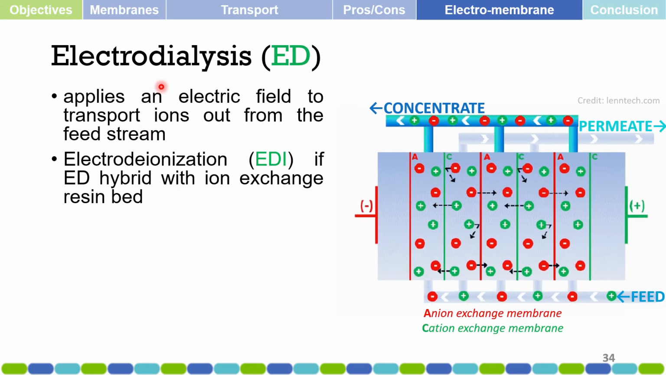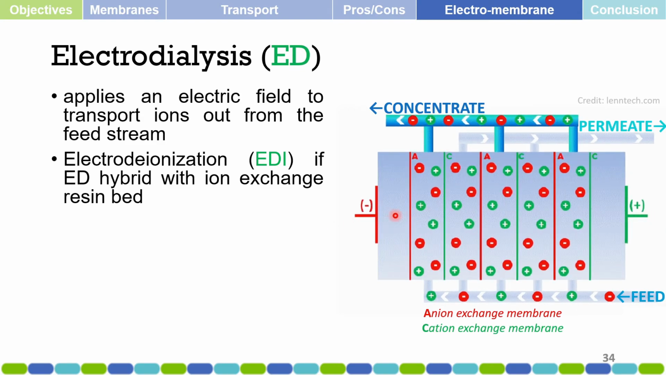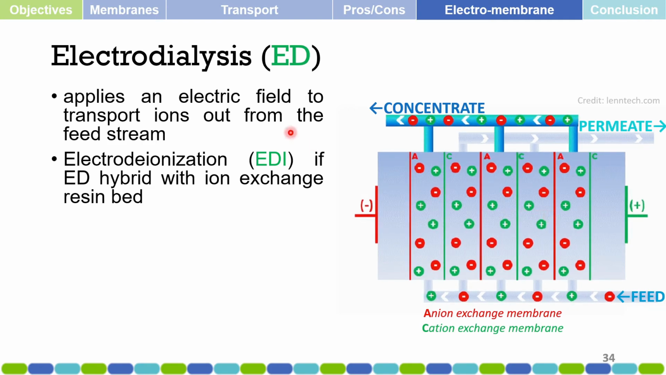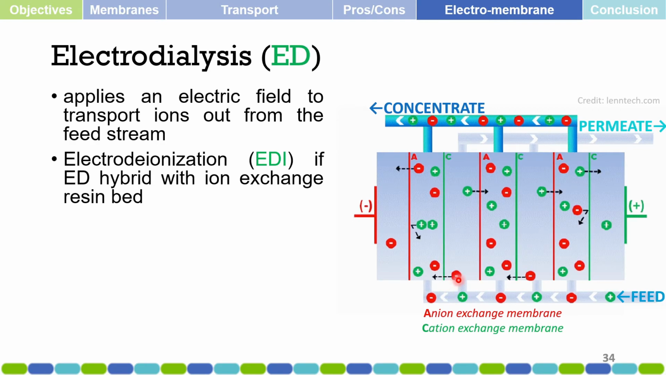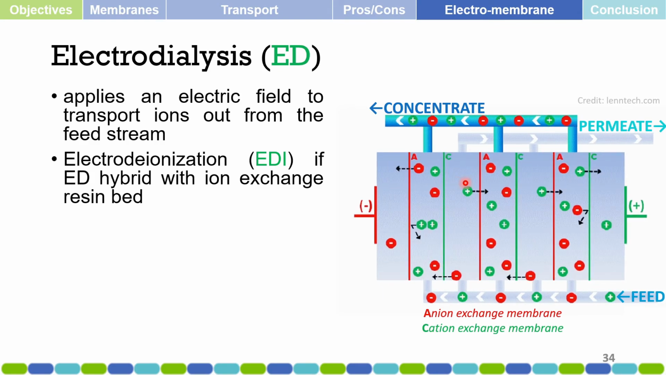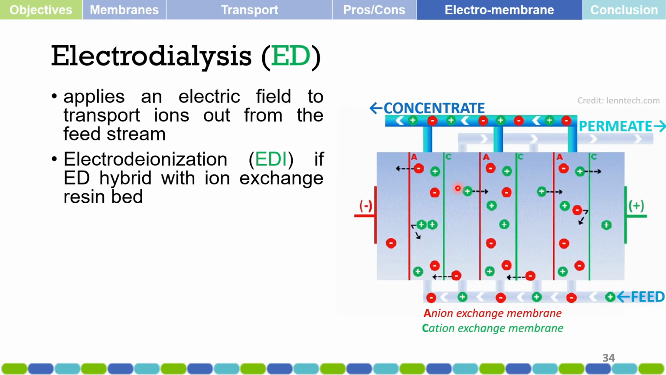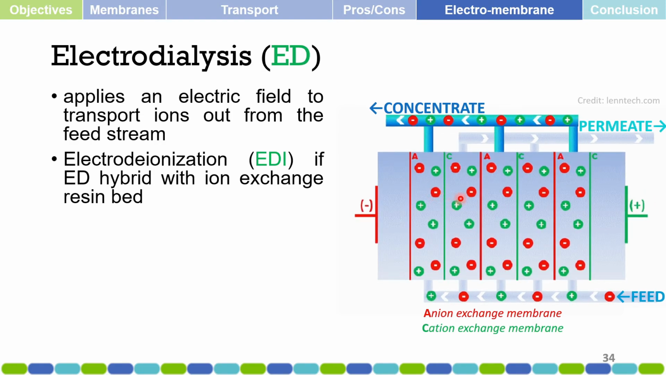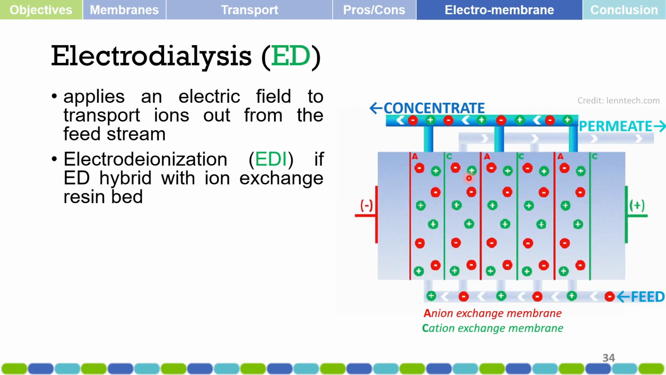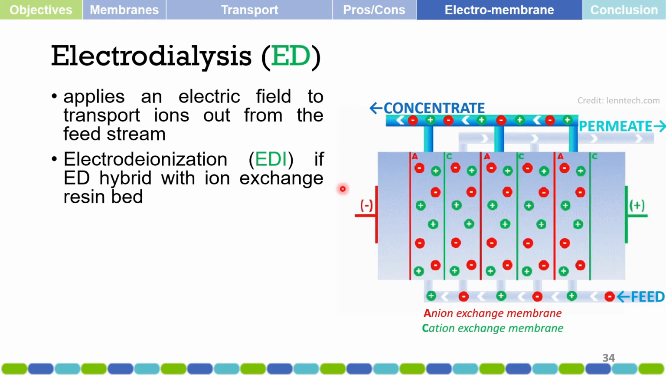When we go to electrodialysis, in the electrodialysis membrane process, you apply an electric field on the separate ends of the membranes, and these electric fields cause the transport of ions from the feed stream. So if you have a feed stream here, the positive ions go through towards the cathode, while the negative ions go towards the anode. And in this way, in the feed stream, the ions are removed.